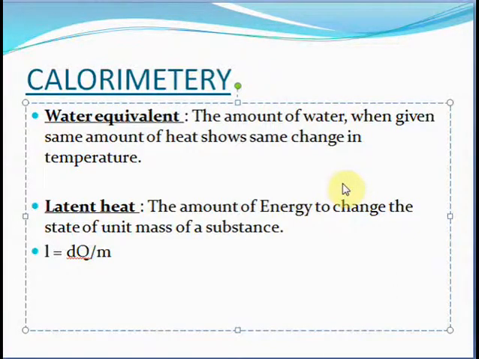Latent heat is the amount of energy to change the state of unit mass of a substance. So suppose m gram of substance requires dQ amount of energy to change its state from one state to another, then the latent heat will be equal to dQ by m.